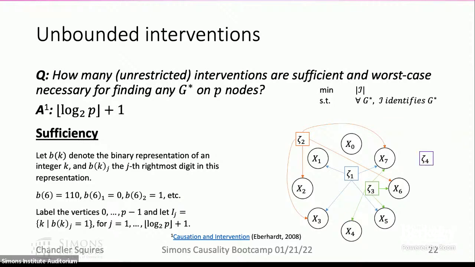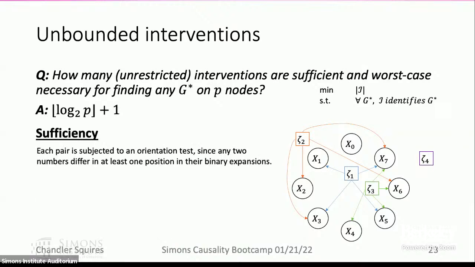And in this case, because I chose floor of log base 2 of p, in this case there's 8 variables. So that's 3, the floor just remains the same. I get 4 interventions, so I'll have this extra 1 intervention that doesn't hit anything, because all of the 0 through 7, if you take their binary expansions, aren't going to have anything at the 4th rightmost position.